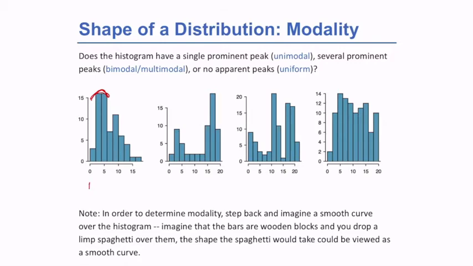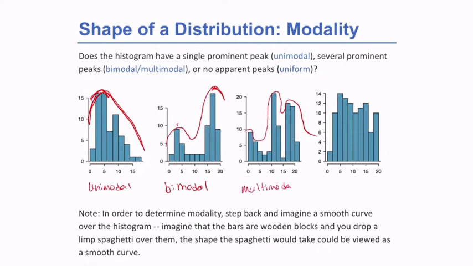So this is unimodal. Got 1 peak here. This one would be bimodal. Yes, one of the modes is higher than the other, but there's still 2 clear peaks, so that makes it bimodal. This one looks like it's got 3, so this would be multimodal. And this one is pretty flat. This would be uniform.